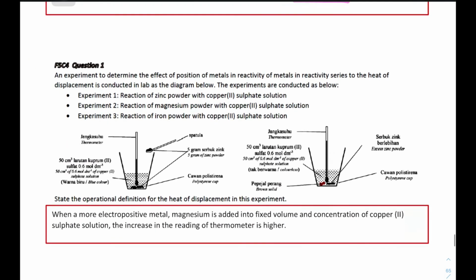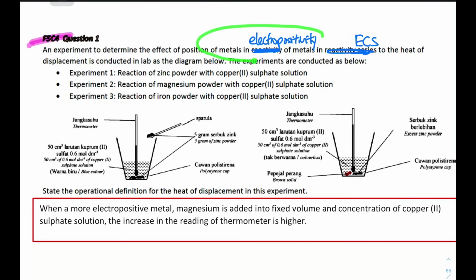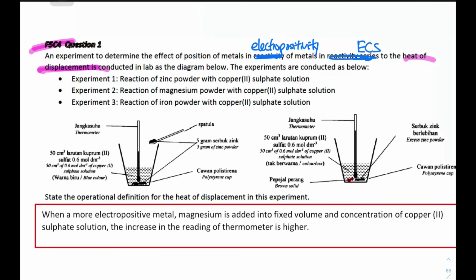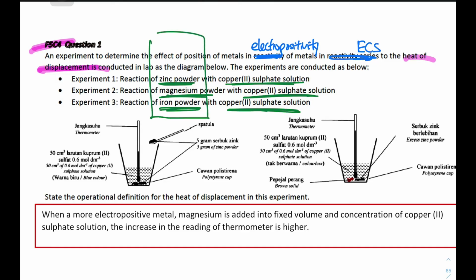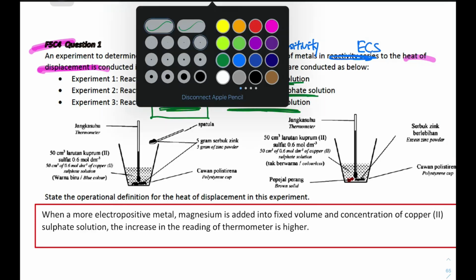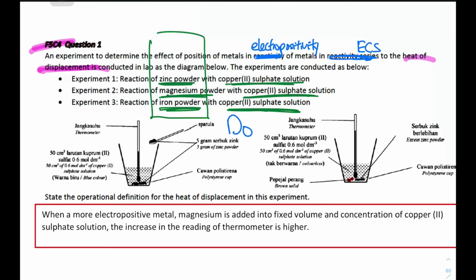Next, chapter 4, thermochemistry. This experiment is using different metals from the ECS to study the heat of displacement. In experiment 1, they use zinc powder to react with copper(II) sulfate solution, then magnesium powder, copper(II) sulfate solution, iron powder, copper(II) sulfate solution. They are using metals with different electropositivity from the ECS to react with the same copper(II) sulfate solution. So this is what we do. We mix different metals with the solution.